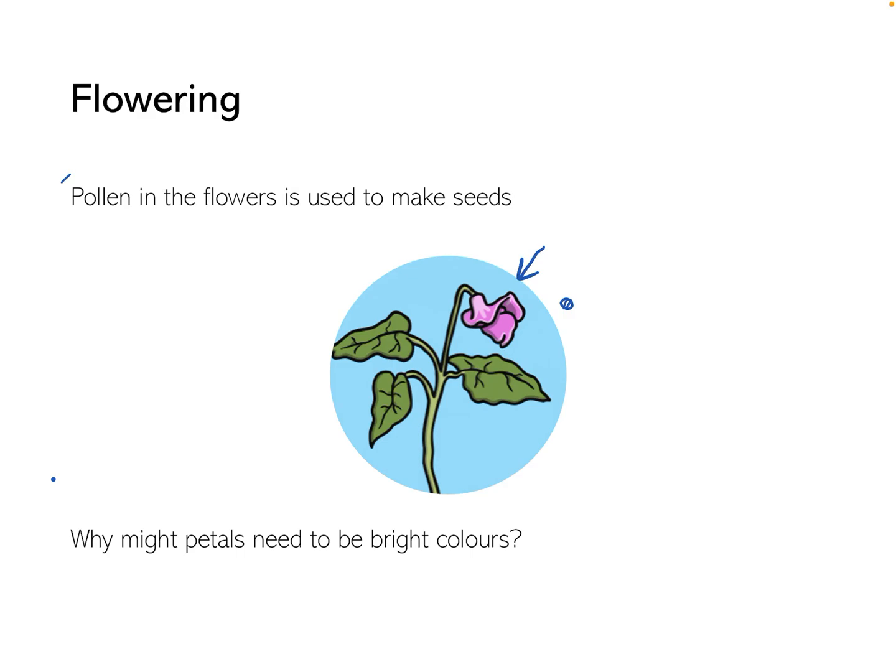But if we're looking at non-flowering plants, we're starting to produce seeds on our leaves. So if we're doing non-flowering, they are now producing seeds.